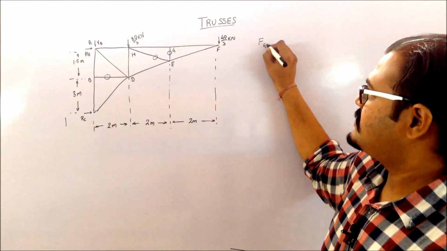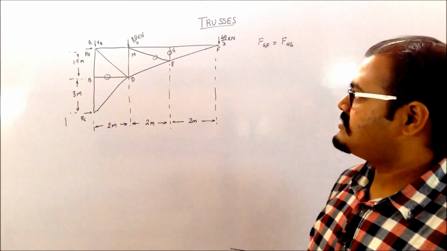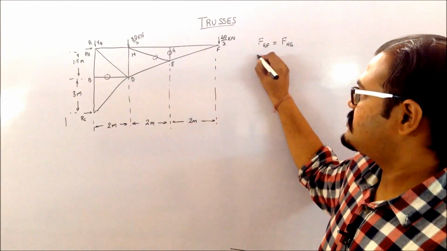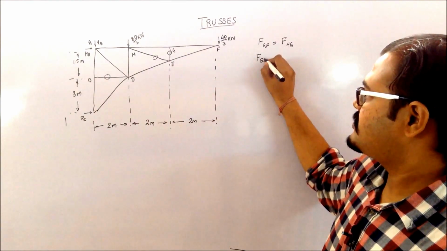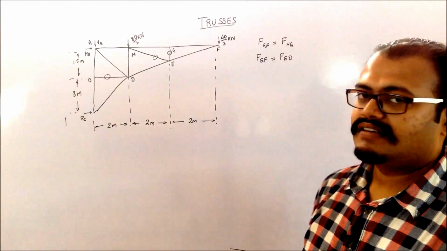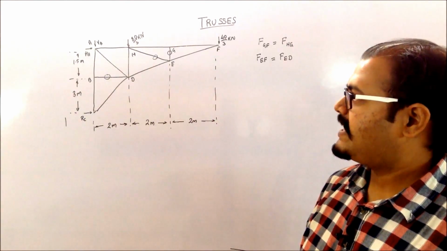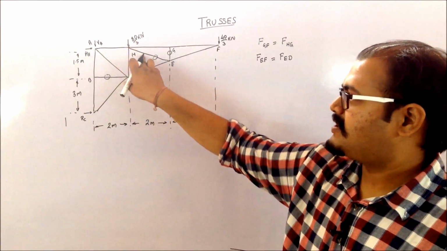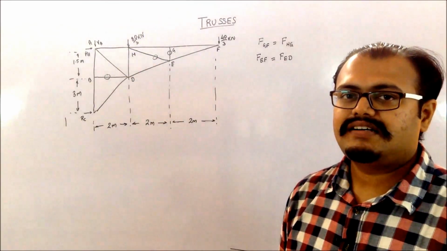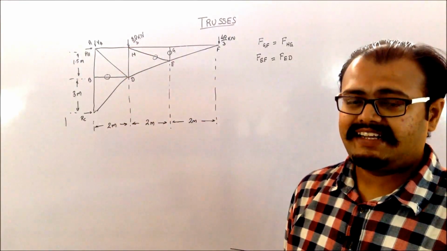So my FGF will be equated to FHG. Same way, this particular one will be equal to each other. So that means my FEF will be equal to FED, because of this particular zero force member. And if you see at point H, you are having this zero force member. So this becomes a system of three members attached to a point H, and there is a load of 80/3.